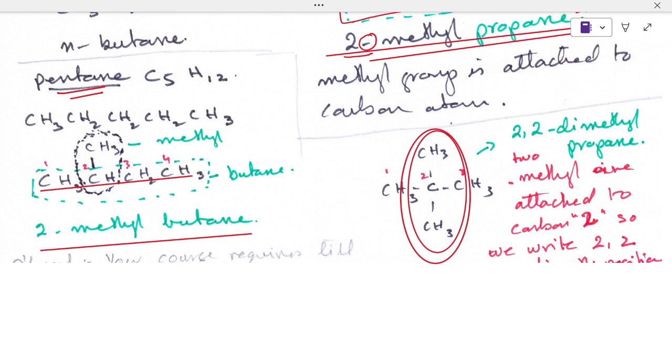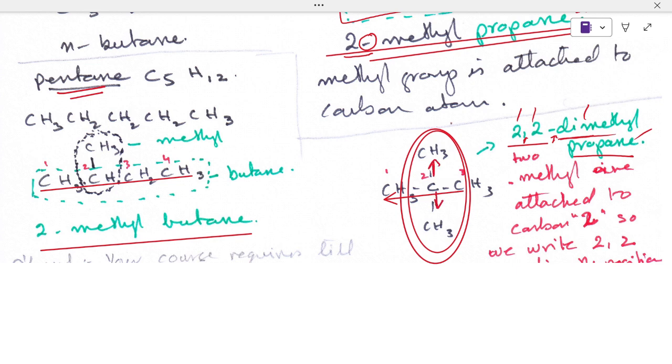So its name is going to be 2,2-dimethyl, with a comma between the 2s, then a hyphen, as the 2 methyls are attached to carbon number 2. So its name is 2,2-dimethylpropane, as the straight chain has 3 carbon atoms. 2 methyls are attached to carbon 2, so we write 2,2 to mention the position.